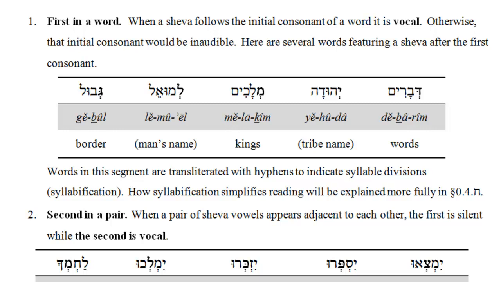In each case, it was in the first syllable that the Shava occurred, and for that reason you heard a small sound corresponding to the Shava, the e in Devarim, the e in Yehuda, and so forth. Incidentally, the transliteration that you find immediately below each of these Hebrew words includes hyphens to suggest where the syllable division will occur. We'll talk about syllabification more fully in a later segment.